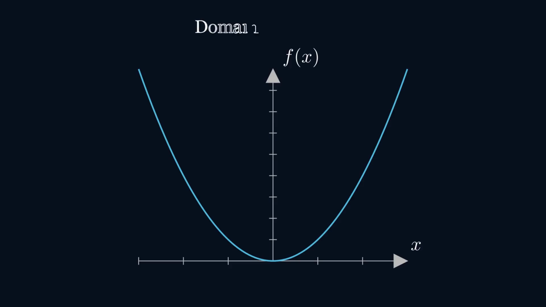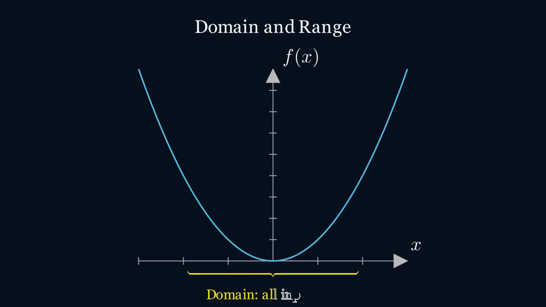Two more terms you'll hear a lot: domain and range. The domain is the full set of allowed inputs, and the range is the full set of outputs the function can produce.